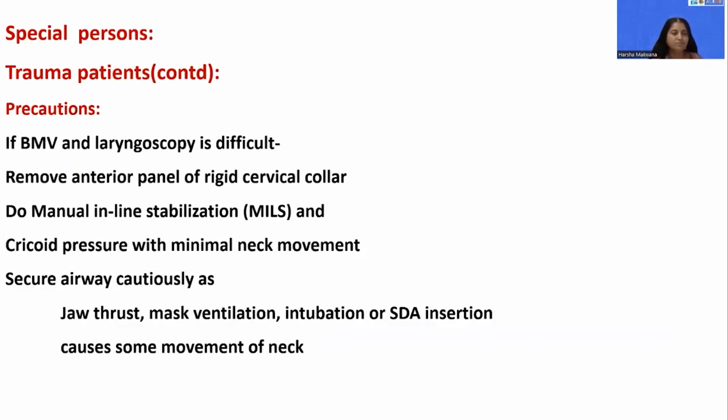So what precautions should we take? If mask ventilation and laryngoscopy are difficult, then we should remove the anterior panel of the rigid cervical collar. We should apply manual inline stabilization and cricoid pressure with minimal neck movement. But we have to be very cautious, as jaw thrust, mask ventilation, intubation, or SGA insertion causes some movement of the neck, and it can convert an undisplaced fracture into a displaced one or a stable fracture into an unstable one.